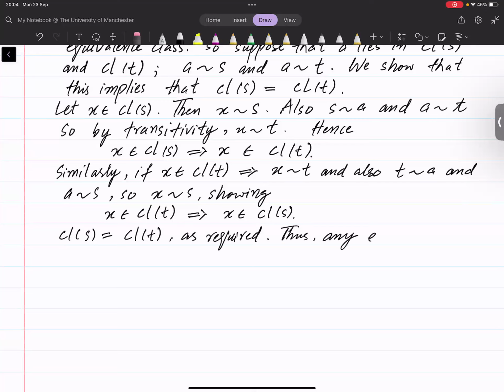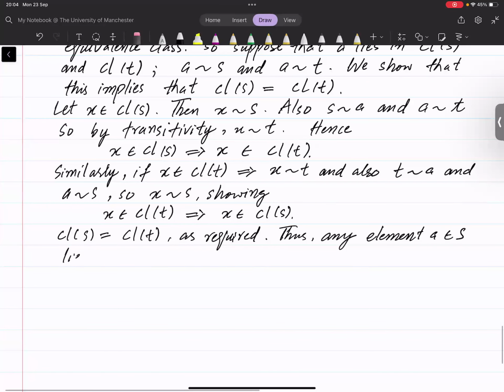Thus, any element A inside the set S lies in exactly one equivalence class.